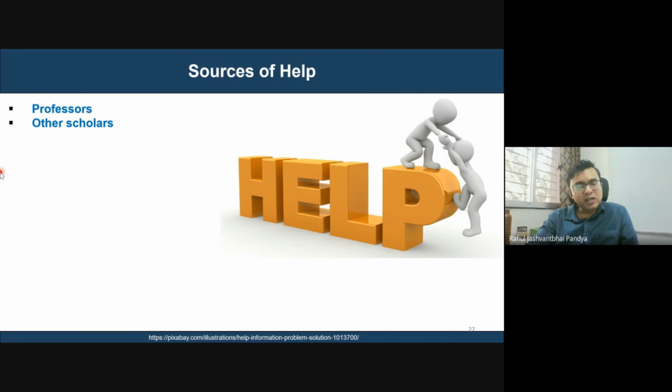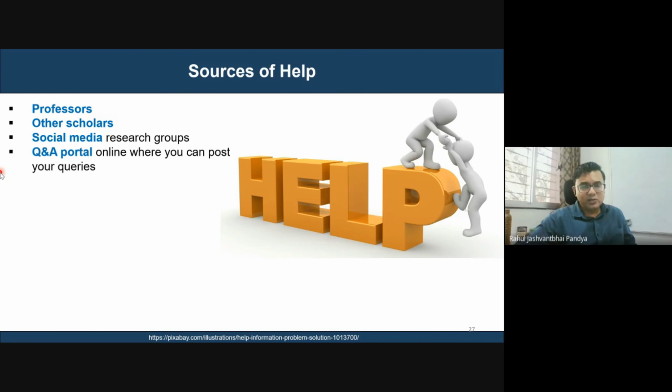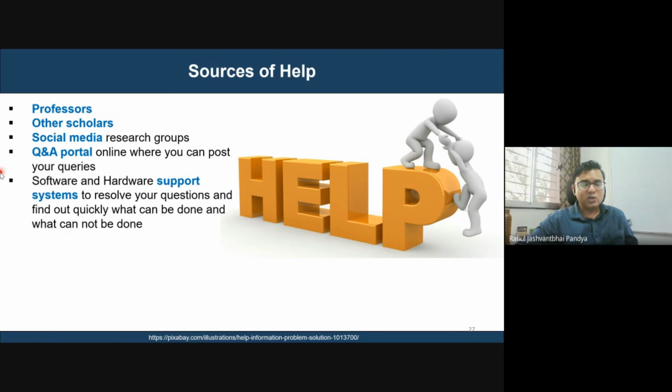So the other scholars, right? Those who can help us. We can build a network of research scholars. We can build social media networks too, by forming research groups. Q&A portals are also good. You can put your questions there, ask your queries, everything, and they'll reply. Correct. There would be software and hardware support teams also.